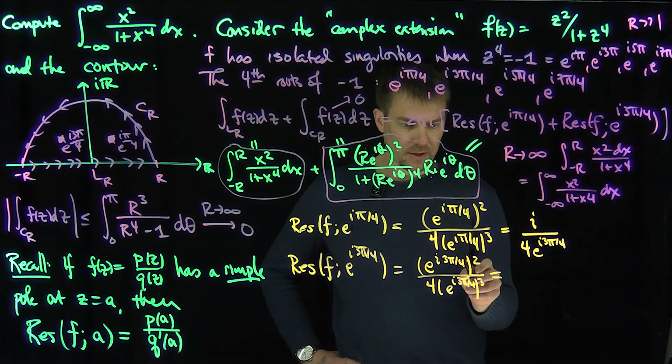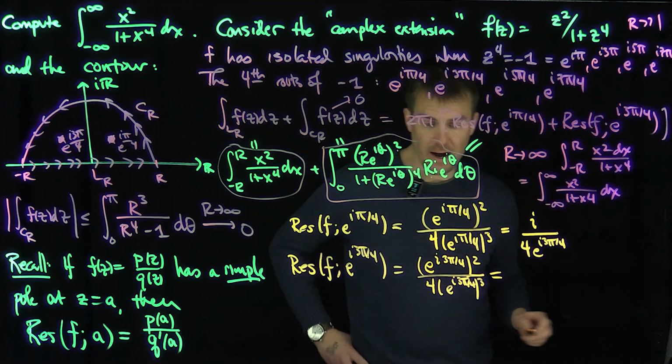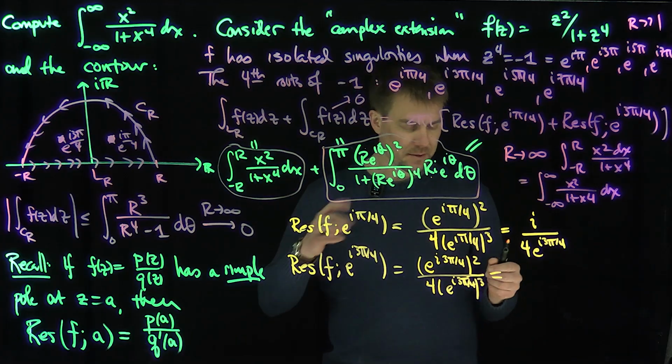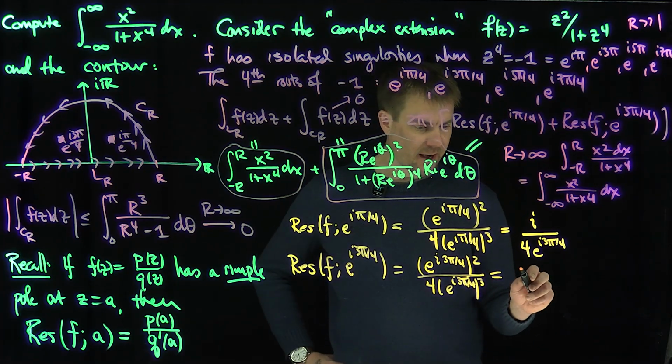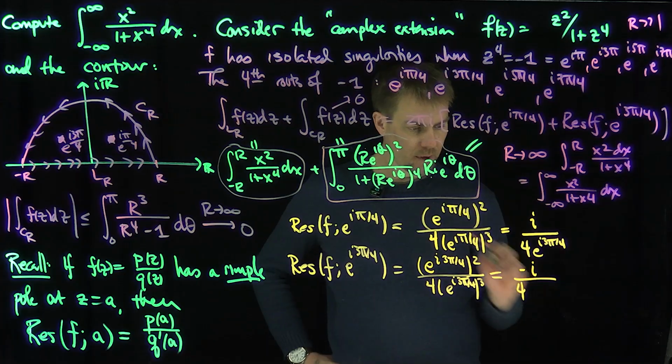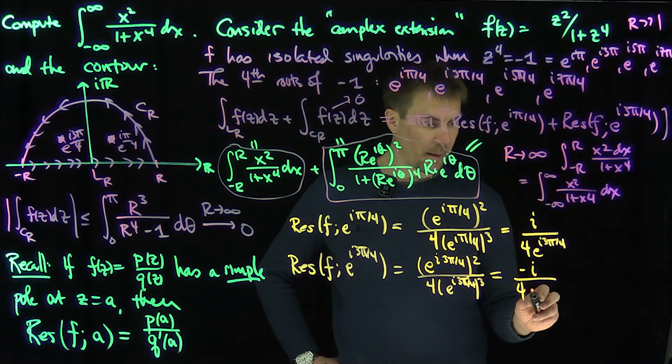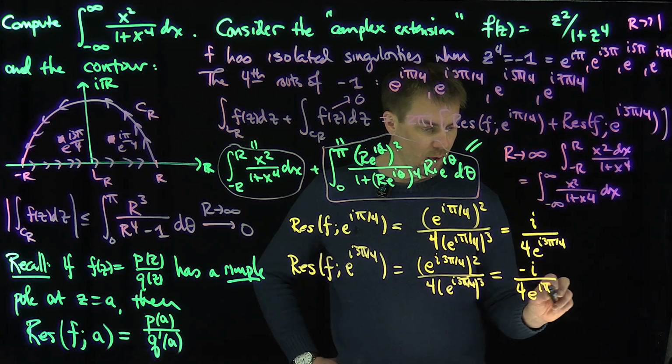So this is going to be, if I square this, I'm going to have a 6 pi over 4, that's going to be a negative i, right? Because it's going to be 6 pi over 4, which is the same as 3/2. That's going to be a negative i, so I'm going to have a negative i over 4, and then what? And then this is going to be a 9 pi over 4, but 9 pi over 4 is the same in the integral as i pi over 4, so it's going to be e to the i pi over 4.